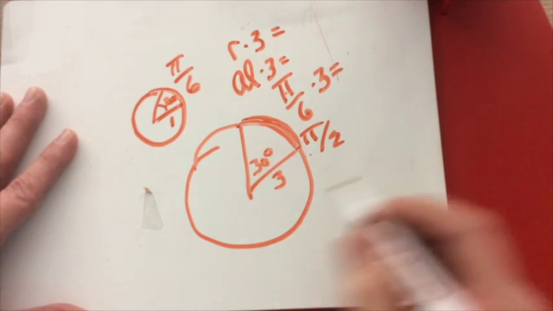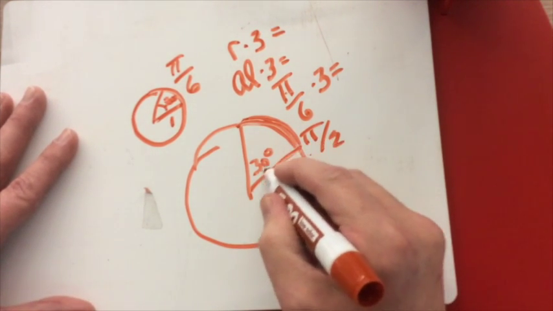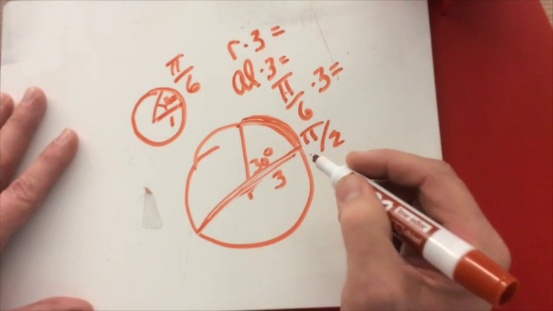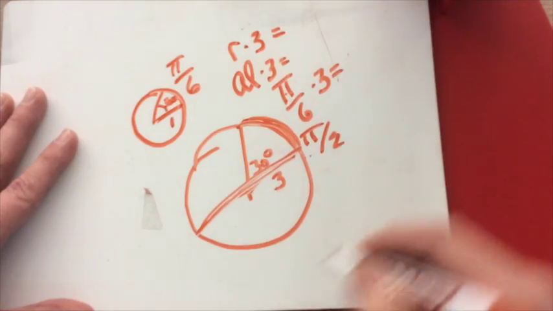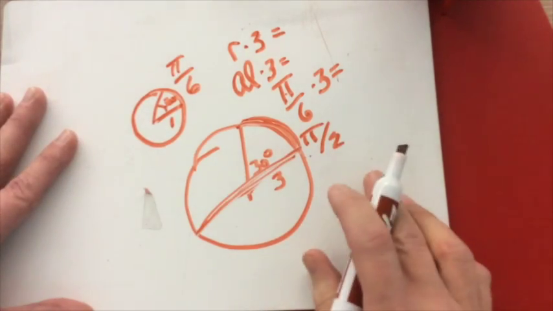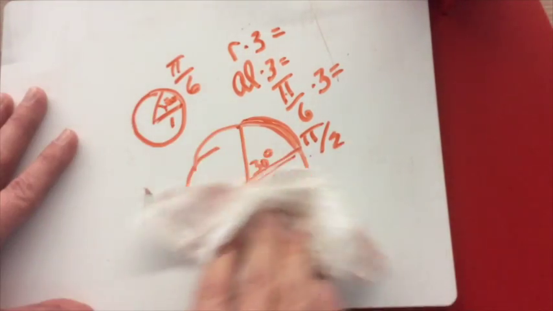And you could do it the other way too. You could say, okay, look, this is 6 across this way. So that means the whole circumference is going to be 12 pi, and then multiply that by 30 degrees and divide it by 360 degrees.